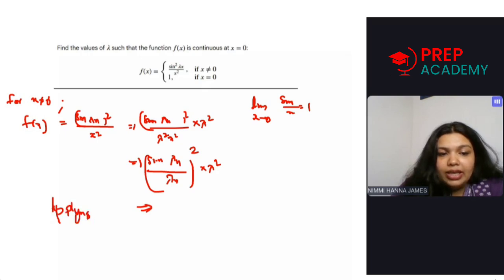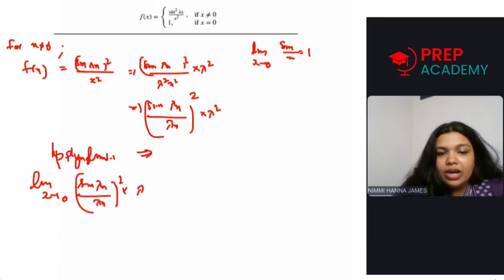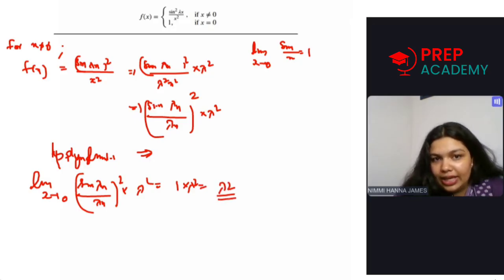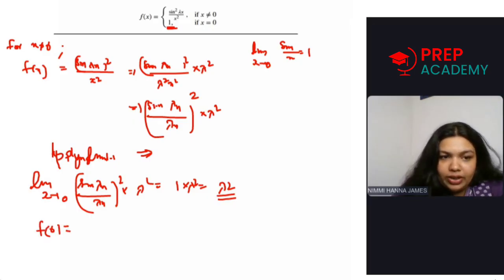Applying limits, we get limit x tending to 0 of sine lambda x by lambda x the whole square into lambda square, that is 1 into lambda square. So lambda square is the value there, and we want to find the f of 0 value. For f of 0, when x is equal to 0, the function has value 1.